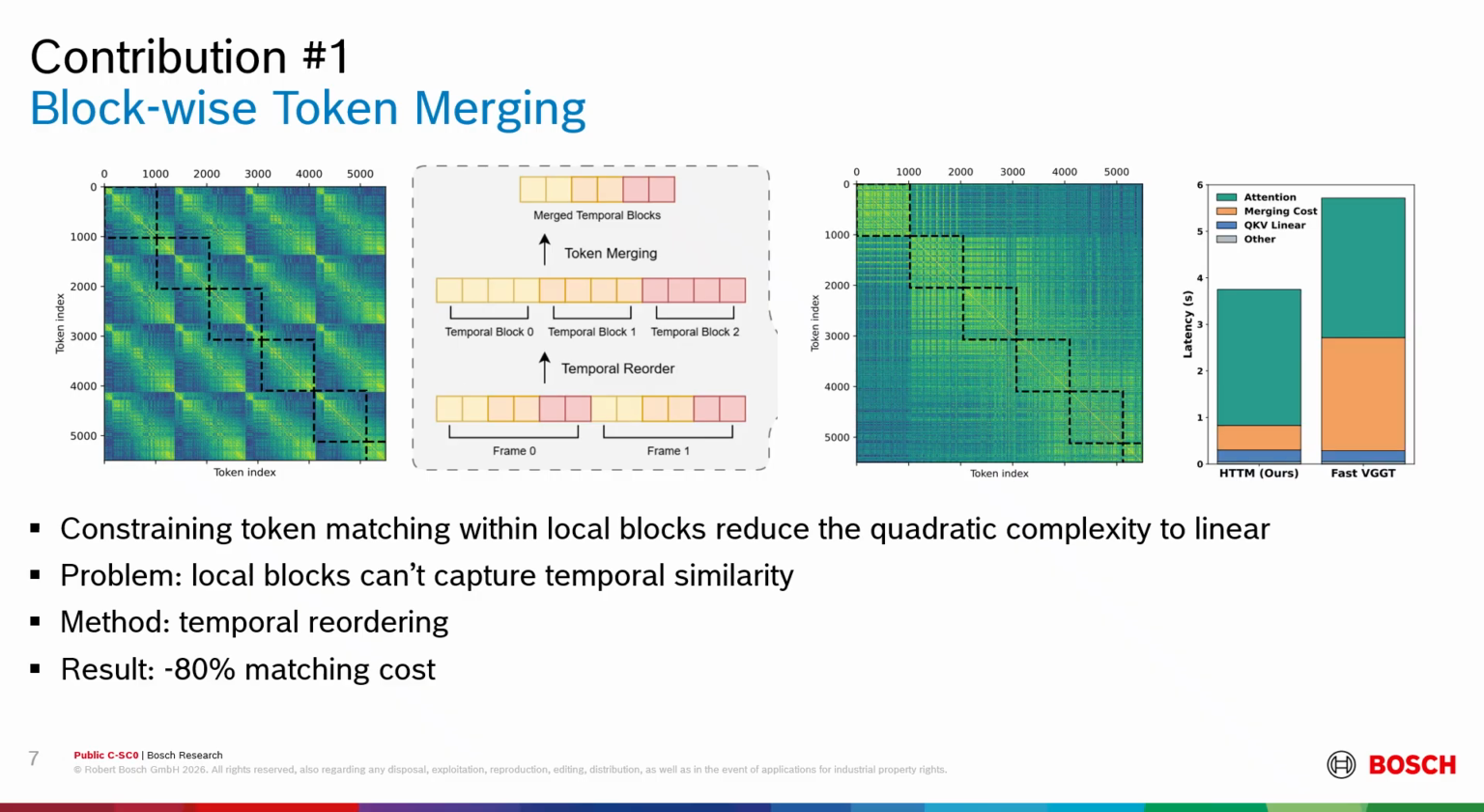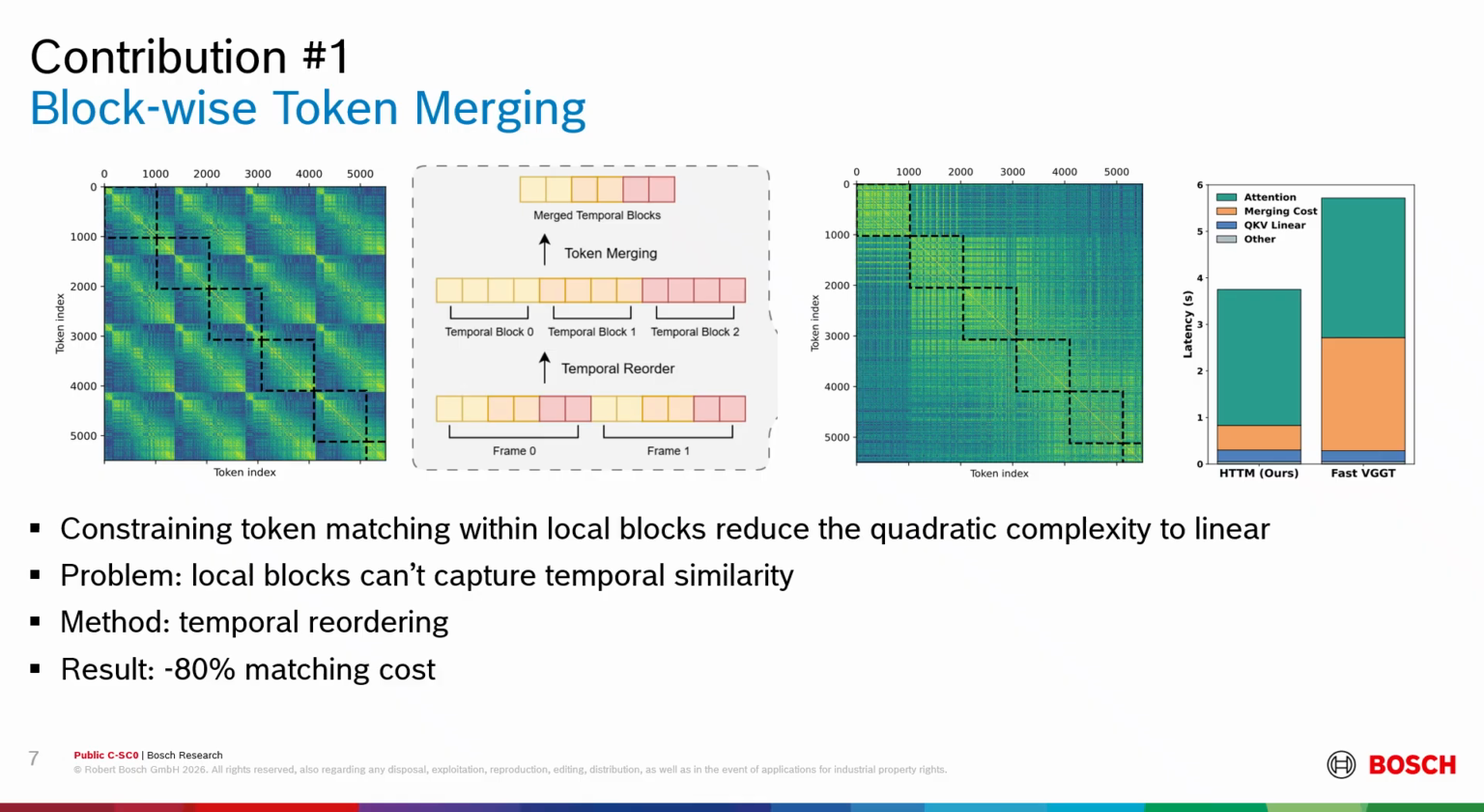With the insight and observations in mind, let's now go through our contributions. Our first contribution is blockwise token merging with temporal reordering. If we naively split the original token sequence into local blocks, we reduce matching from quadratic to linear, but the blocks mainly capture spatial similarity and miss temporal correspondence.